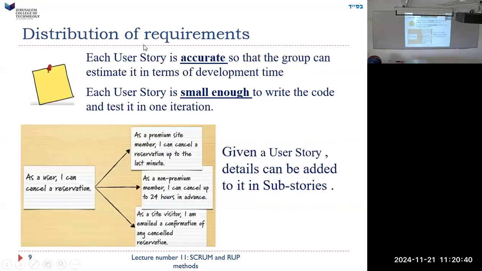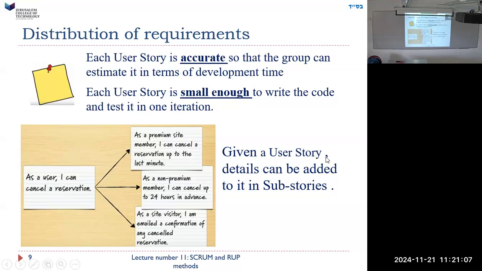Okay, distribution of requirements. Each user story is accurate so that the group can estimate it in terms of development time. In other words, the story has to be specific enough and accurate enough that I can know how long it's going to take to program. Each user story is small enough to write the code and test it in one iteration. In other words, it can't be so long that I can't finish it in a sprint. In fact, I should finish it in less than an entire sprint.